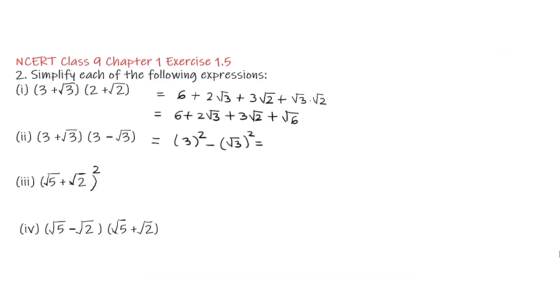This gives us 3 square equal to 9 minus root 3 square is 3. This is equal to 9 minus 3 is 6. So our answer for the part 2 equal to 6. Part 3 of the question, root 5 plus root 2 whole square. Here we are going to use the identity a plus b whole square equal to a square plus 2ab plus b square.